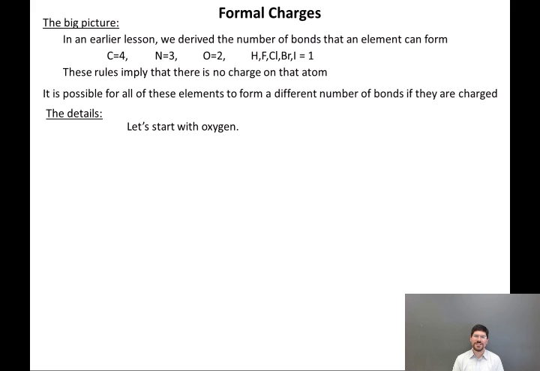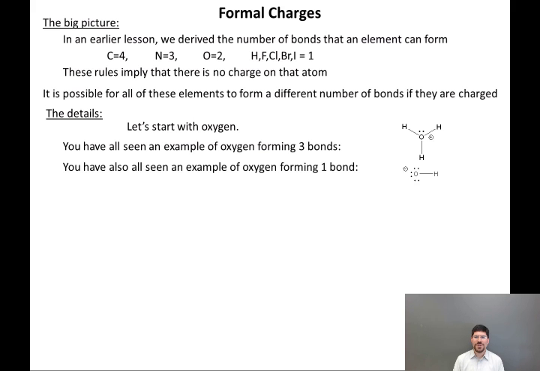Okay, so the details. Let's start with oxygen. This is something that should be fairly familiar to you. You've all seen an example of oxygen forming 3 bonds, namely H3O+. Oxygen in this case has 1 lone pair. It's forming 3 bonds. It has 8 electrons around it. And H3O+, of course, is the product that you get when you take a strong acid and put it into water.